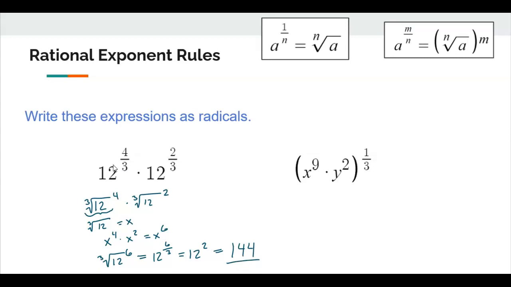Now, if we just used the original exponent rules, we could have actually added those together and gotten 12 to the 4/3 plus 2/3, which is 12 to the 6/3, which equals 12 squared. So we got the same answer. 144 is 12 squared. We just took a few different routes to get there. Maybe one makes more sense to your brain. This one certainly seemed less complicated this time. The radical way seemed more complicated.